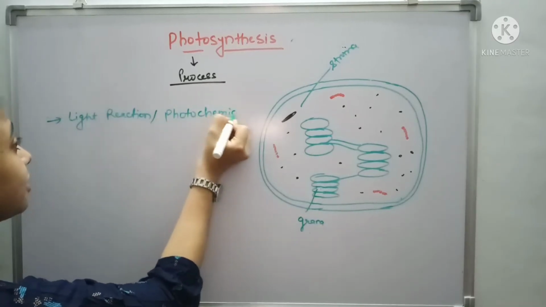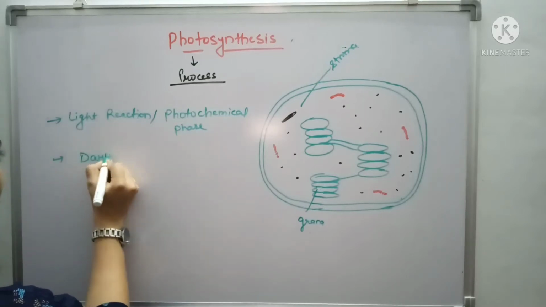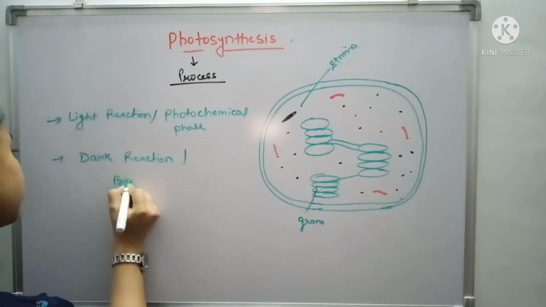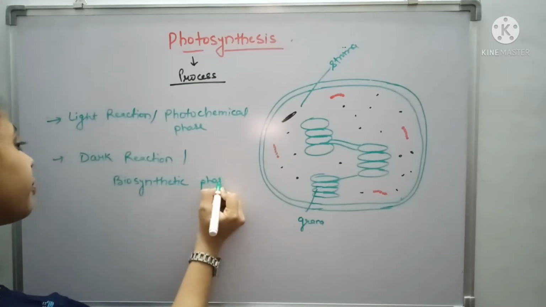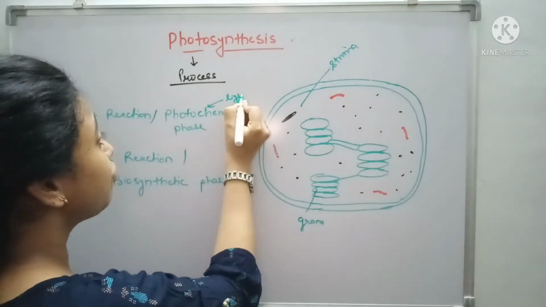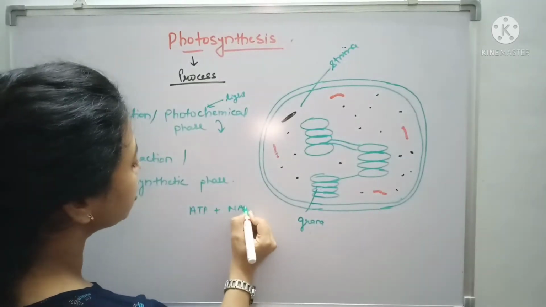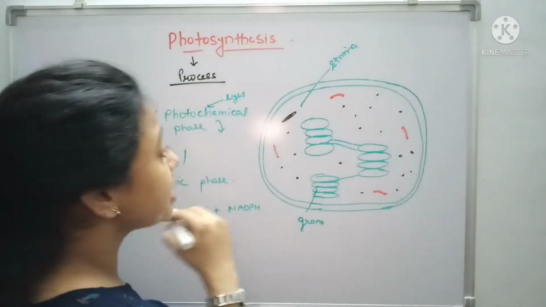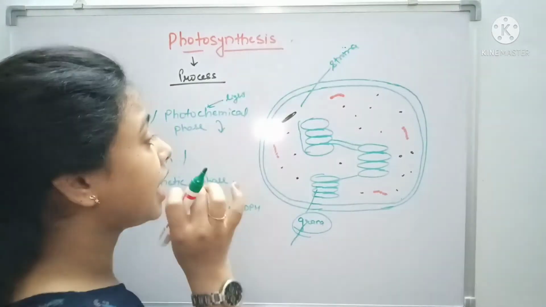The second reaction is known as the dark reaction, which is also called the biosynthetic phase. This light reaction depends on light. It needs light to form the high energy molecules, which are ATP and NADPH. This process takes place in the green part, the grana, or you can say in the thylakoid membrane.